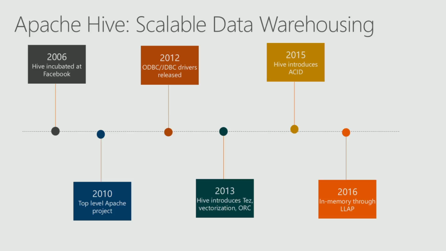In 2012, we had ODBC, JDBC drivers. In 2013, we introduced Tez, vectorization, ORC. In 2015, ACID was introduced, so now you can actually do updates. And finally, in 2016, we're introducing in-memory, in-memory through LLAP. So that's like Spark. Like Spark has in-memory, even Hive will start having in-memory.